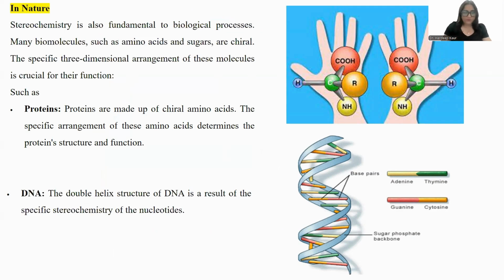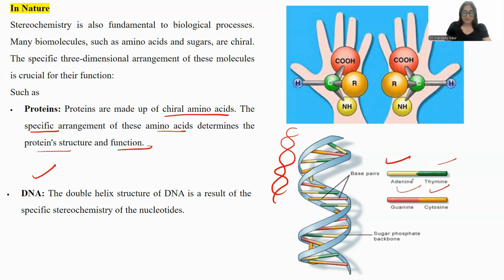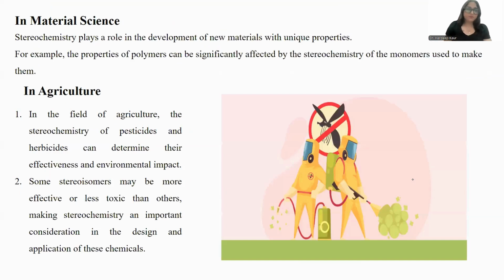If I talk about proteins, protein is made up of chiral amino acids. Their specific arrangement determines the protein structure and function. Similarly, DNA has a double helical structure. It has the double helical structure and the base pairs adenine, thymine, guanine. All of them follow a specific stereochemistry in three dimensions.